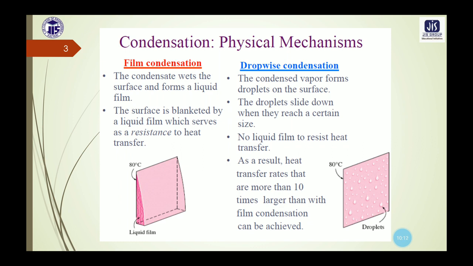So this can be seen in this diagram also, and no liquid film occurs there and some droplets are formed. So this is the concept and the difference between film condensation and dropwise condensation. This dropwise condensation again we will discuss at the end of this slide in detail.